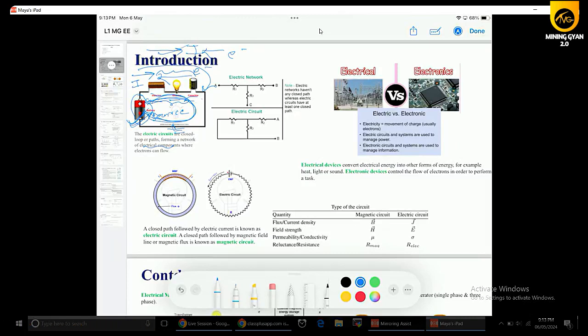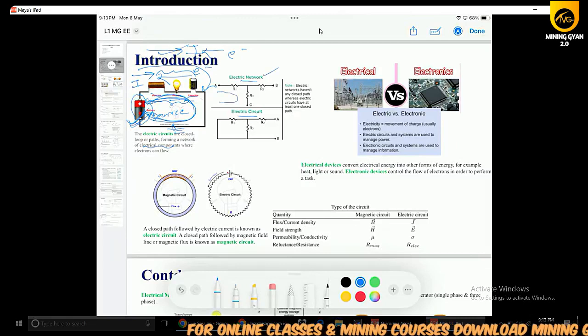Now we will see what is the difference between electric network and electric circuit. Remember that there is a slight difference between these two. Electric networks do not have any closed path. In this case, you can see that there is no closed path.